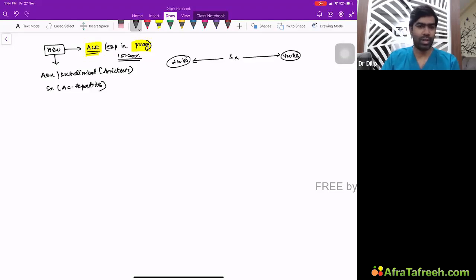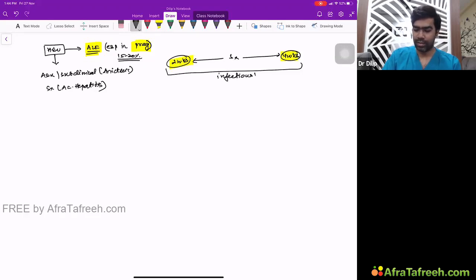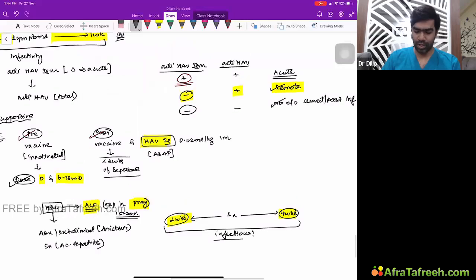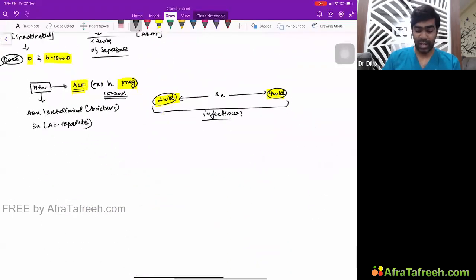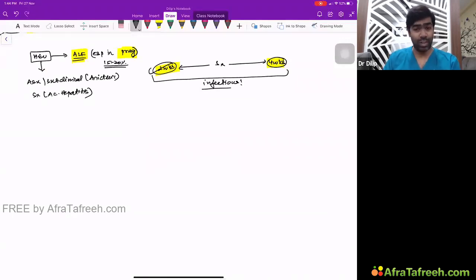This is where the hepatitis E virus will be excreted in the stools. So the total window period for infectivity in hepatitis E virus is 6 weeks. But in hepatitis A virus, it's around 3 weeks. But in hepatitis E virus, it's around 6 weeks. So this 6 weeks window period is the one where the patient is supposed to be infectious if they are having hepatitis E virus.